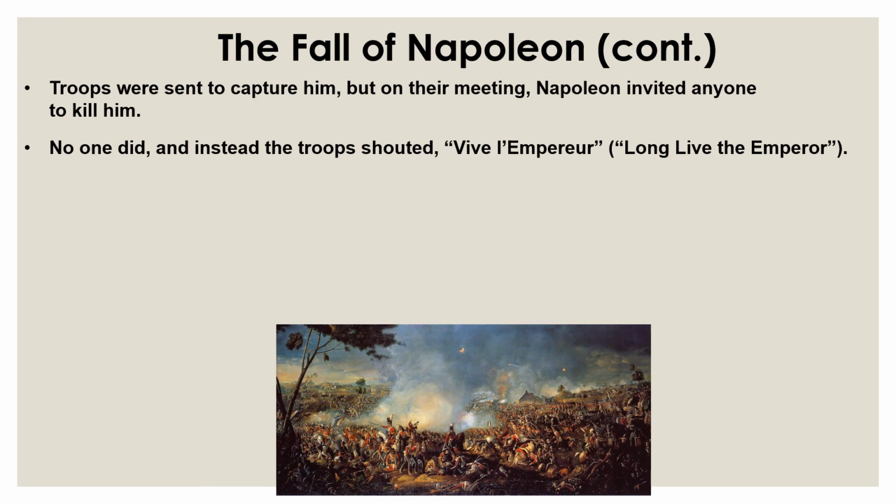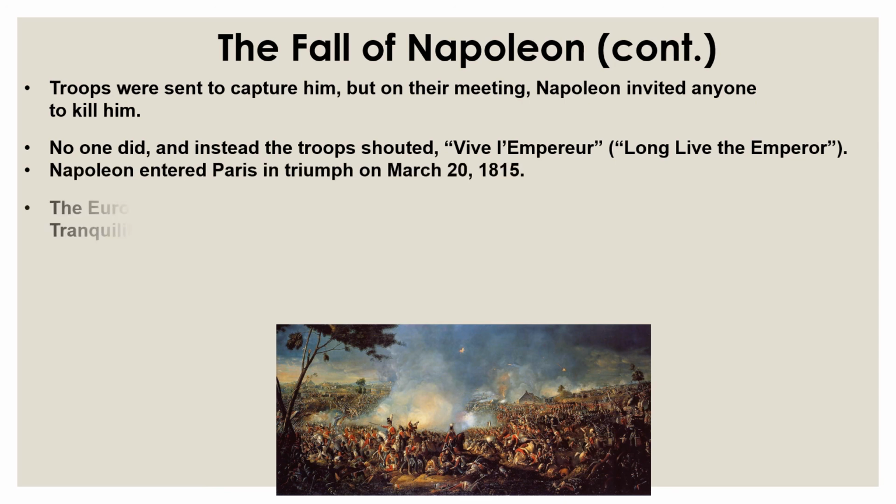This will be known as Napoleon's 100 Days, because this escape from Elba and the subsequent battle he fights only lasts 100 days, and he will fail once again. Troops were sent to capture him, but on their meeting, Napoleon invited anyone to try to kill him, and no one did. Instead, the troops shouted, "Vive l'Empereur! Long live the Emperor!" because they still loved him and they still supported him.